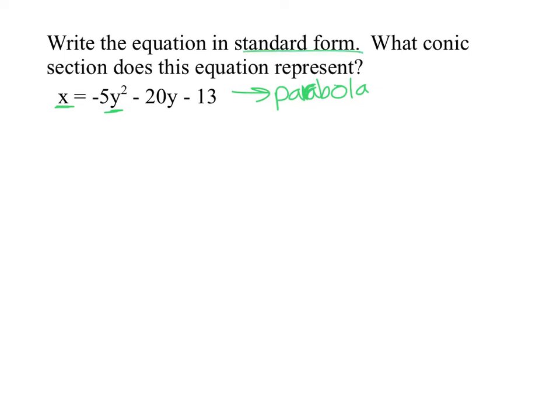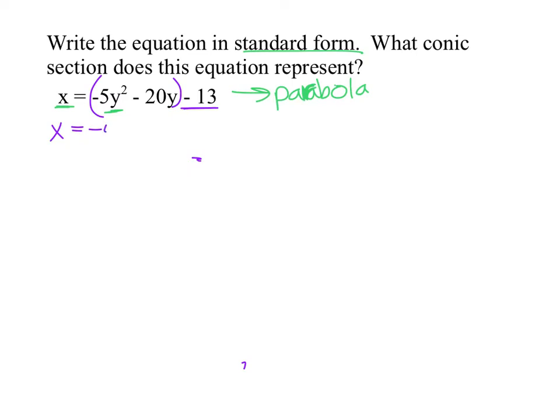If you are asked to write an equation in standard form, though, we're going to go through and complete the square just like we did on the last one. So we have x equals, and what we're going to want to do is keep these y's grouped together and keep this minus 13 separate. And here's where things get a tiny bit different from the last one we saw. So first, we can see we have negative 5y squared minus 20. We're going to factor out that negative 5.